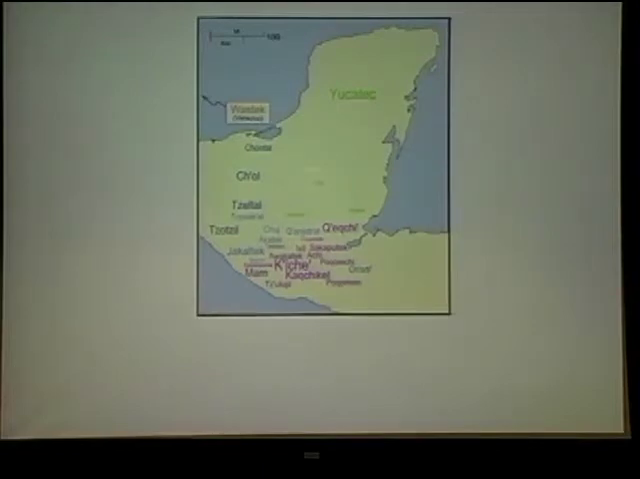People were resettled, taken out of this area, resettled in the highlands of Guatemala, and this area was for a long time not very populated. And that's why we have a little skewed language distribution there.